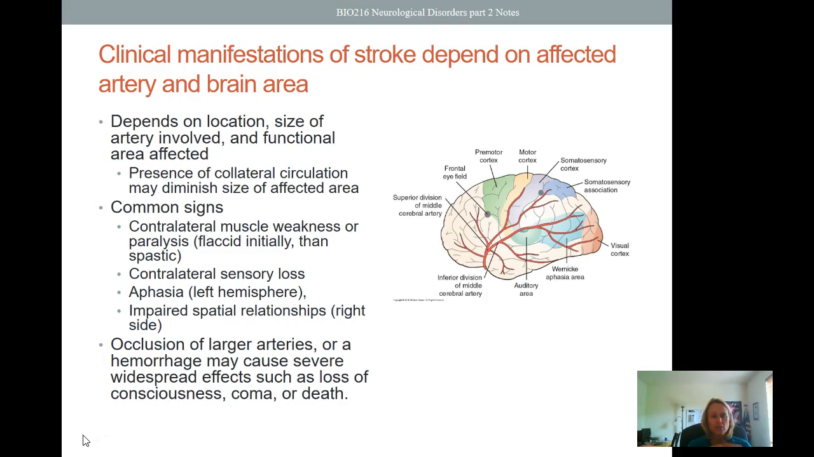Common signs of stroke include contralateral muscle weakness or paralysis. This is flaccid initially and then spastic. Contralateral sensory loss, aphasia if it involves the left hemisphere, and impaired spatial relationships if it involves the right side. Occlusion of larger arteries that provide a broad area of the brain or hemorrhage may cause more severe and widespread effects such as loss of consciousness, coma, and death.